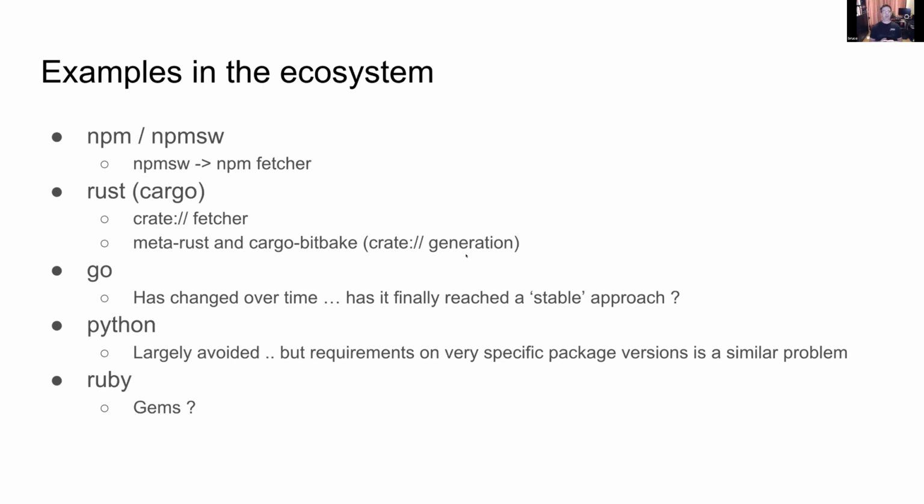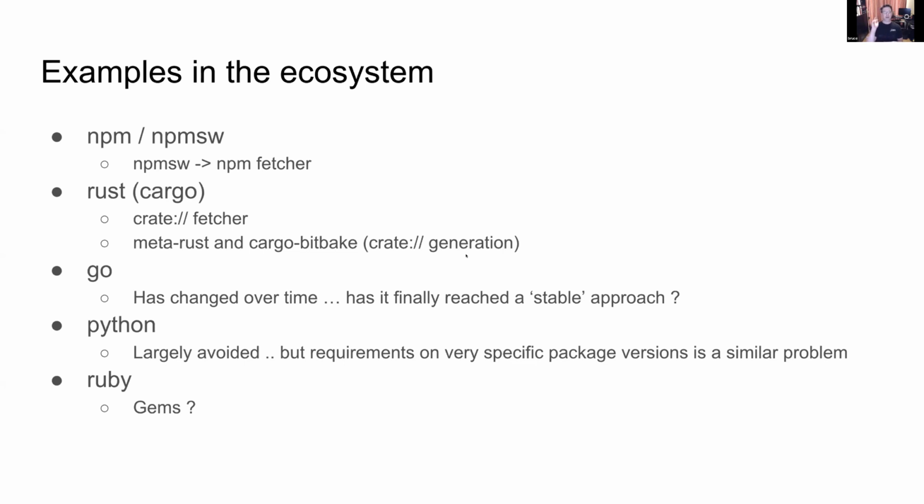Some examples in the ecosystem are, of course, npm shrinkwrap, which is a nice example in the sense that the npm shrinkwrap basically maps eventually down to the npm fetcher. I'm not a node npm guy, so don't ask me any details. I read the bitbake fetcher for it in preparation for this talk, but that's the extent of it. Rust is another example in the ecosystem where you have the crate fetcher, and then there's the interesting example of meta-rust and cargo-bitbake, which is a tool that generates the crate information, which is of course just what the more basic crate fetcher uses.